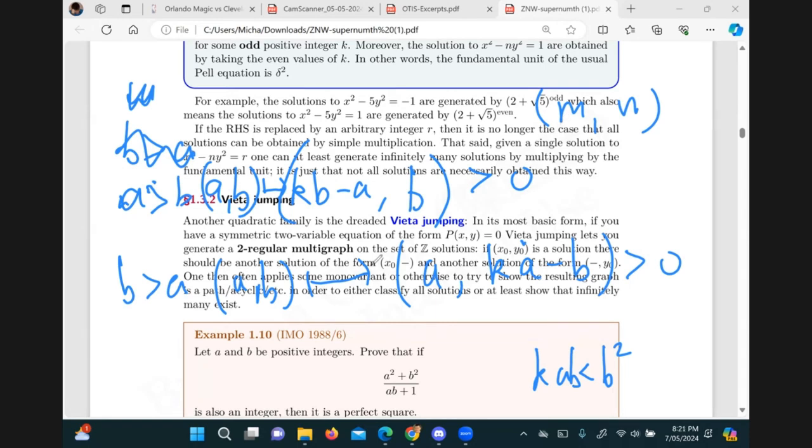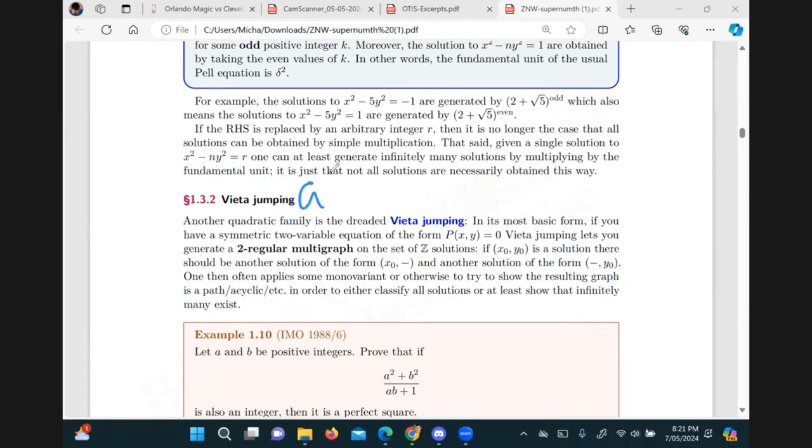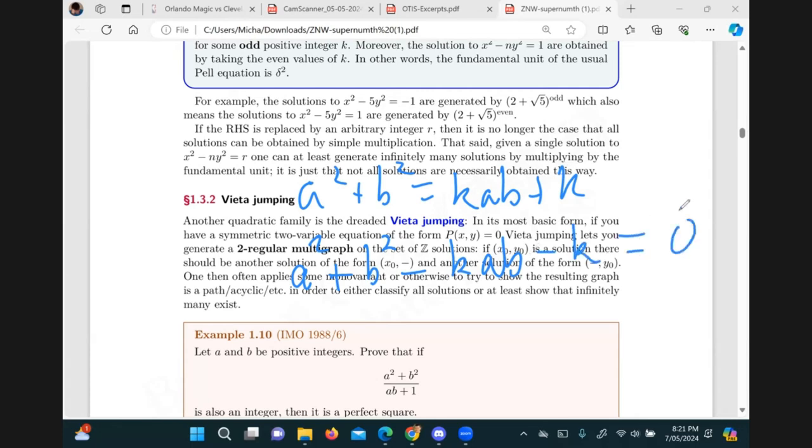Alright, so what about this process can fail? Let's have a look. So if A squared plus B squared equals KAB plus K, right? And you fix the identity. A squared plus B squared minus KAB minus K equals 0. In this case, what we're doing is we're considering a minimal solution.